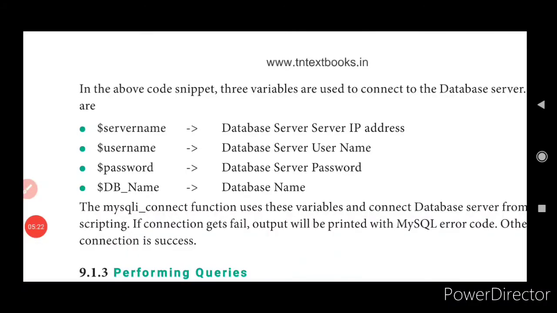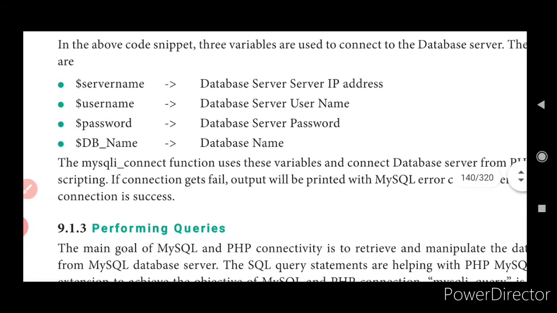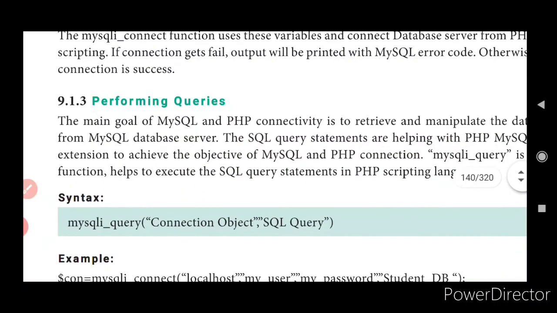So in the above code we had DBMS, server name, username, password, DB name, right? Server name denotes the database server IP address. Username is the database server username. Password is the database server password, and DB name is your database name. Fine. So now let us move on with performing queries.